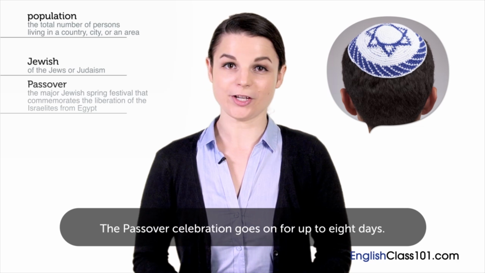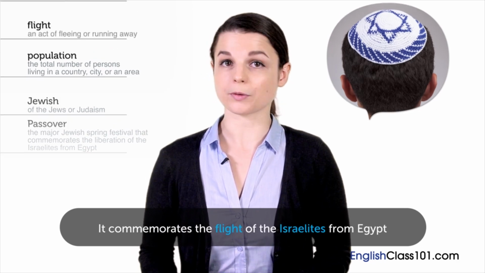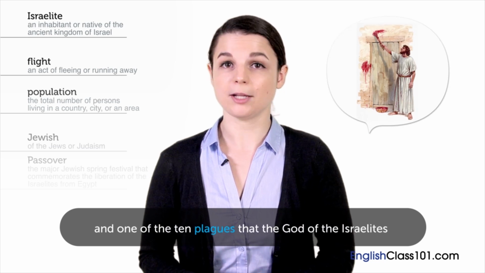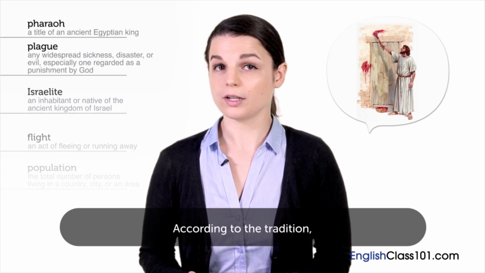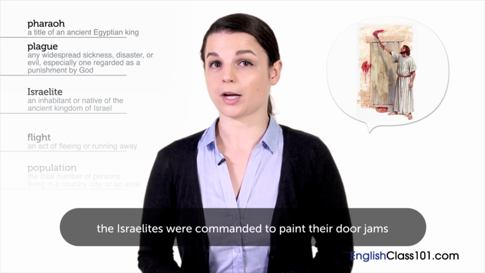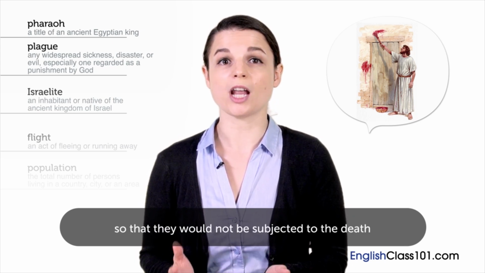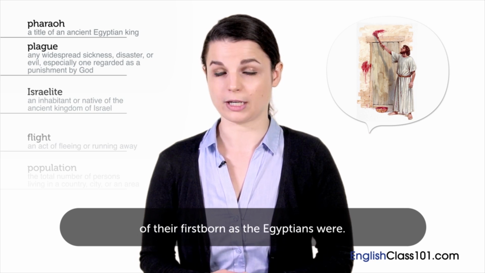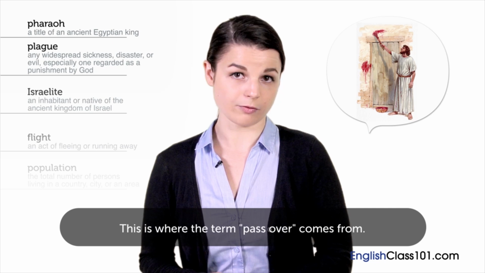The Passover celebration goes on for up to 8 days. It commemorates the flight of the Israelites from Egypt and one of the 10 plagues that the God of the Israelites released upon the Pharaoh. According to the tradition, the Israelites were commanded to paint their door jambs with the blood of a spring lamb so that they would not be subjected to the death of their firstborn as the Egyptians were. This is where the term Passover comes from.